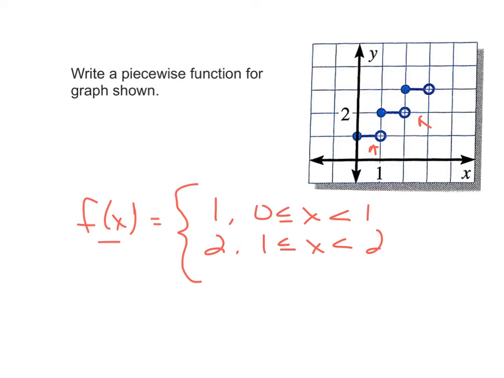Notice at the 2, it jumps up again. It doesn't actually equal the 2. Then it equals 3 from 2 to 3. And it looks like it's keeping on that pattern. That's actually a famous function we're going to do later called the greatest integer function, but that's not that important right now. But hopefully that's not too bad.